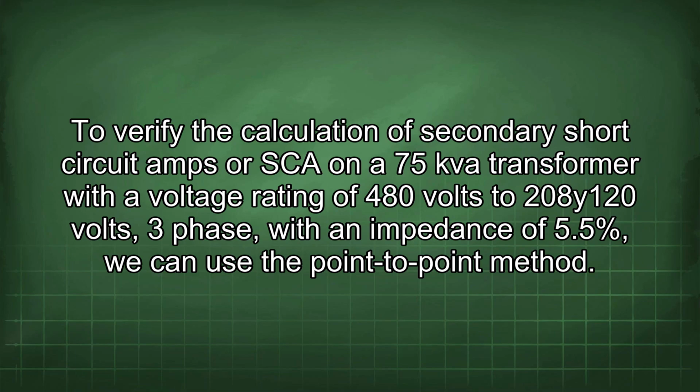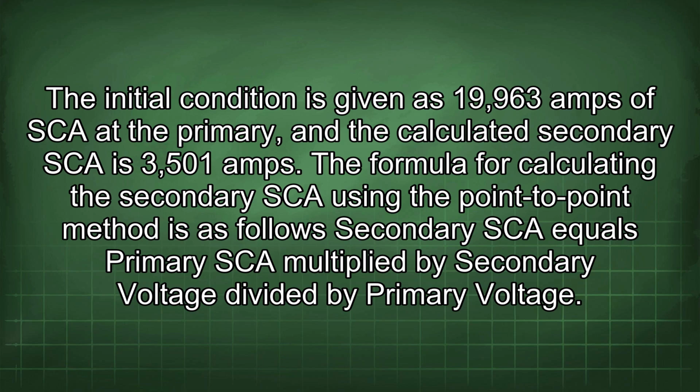To verify the calculation of secondary short circuit amps, or SCA, on a 75 kVA transformer with a voltage rating of 480 volts to 208Y/120 volts, three-phase, with an impedance of 5.5%, we can use the point-to-point method. The initial condition is given as 19,963 amps of SCA at the primary, and the calculated secondary SCA is 3,501 amps.